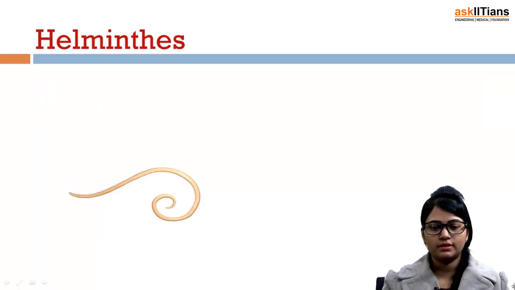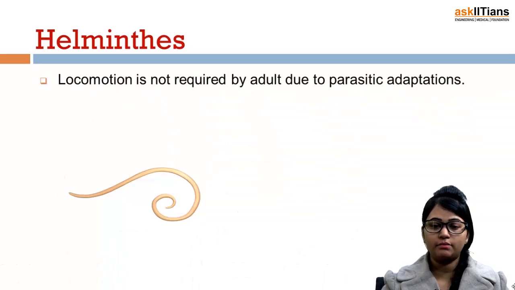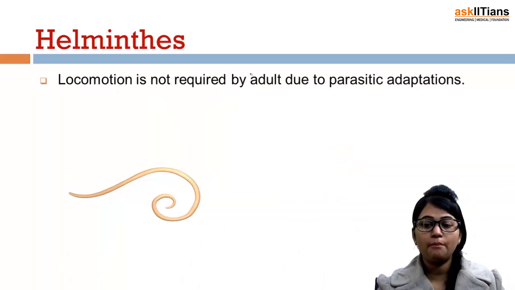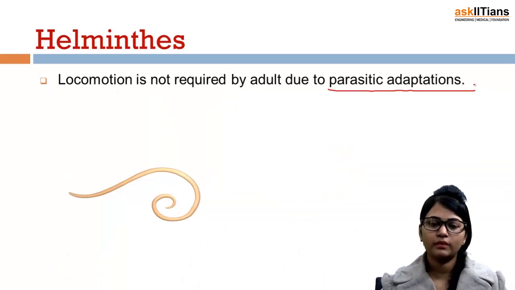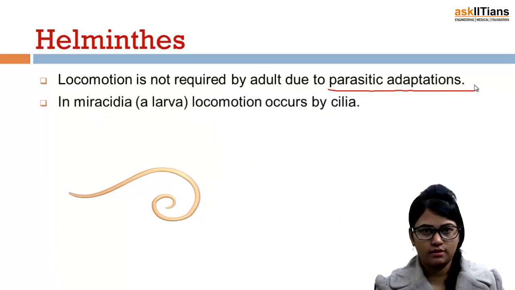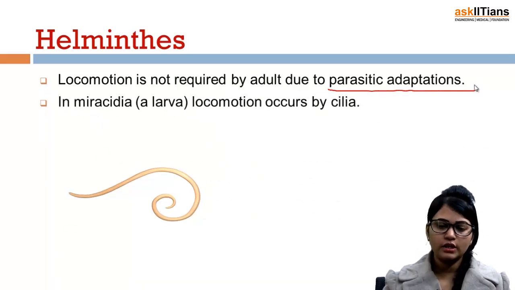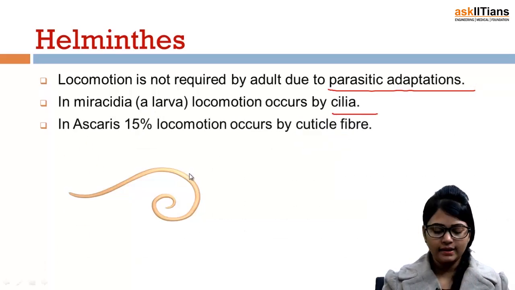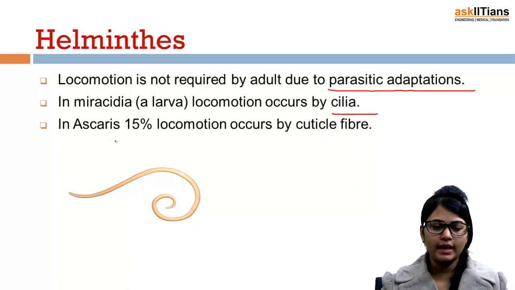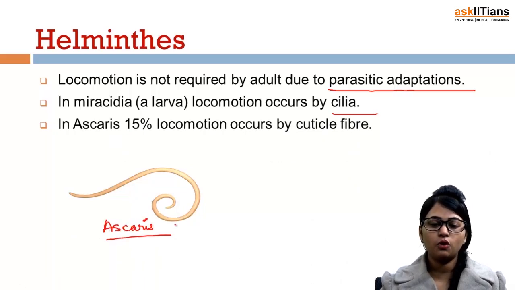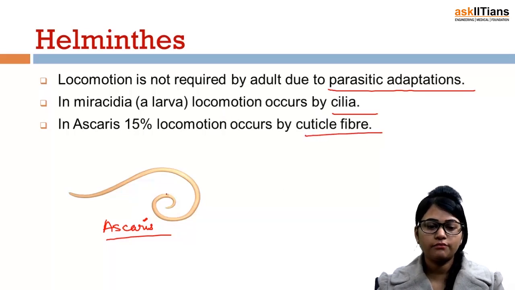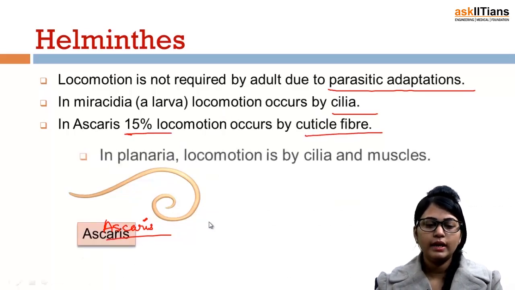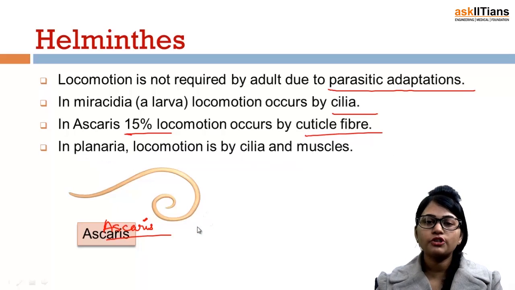Now come the helminthes. Locomotion is not required by adults due to parasitic adaptations. In Miracidia, a larva, locomotion occurs by cilia. In Ascaris, this diagram belongs to Ascaris, locomotion occurs by cuticle fiber. In Planaria, locomotion is by cilia and muscles.